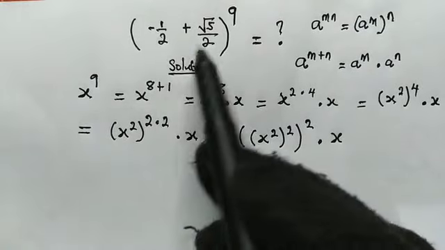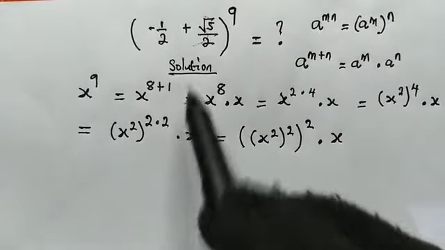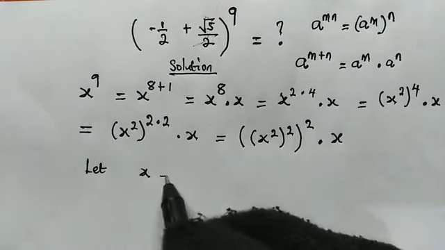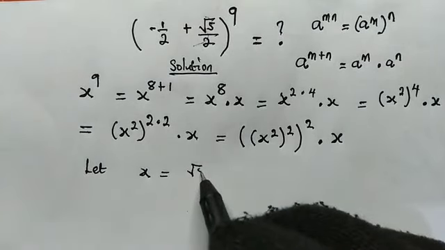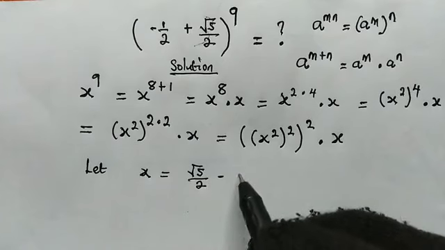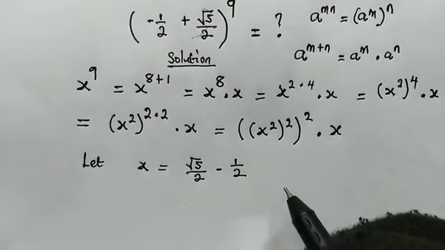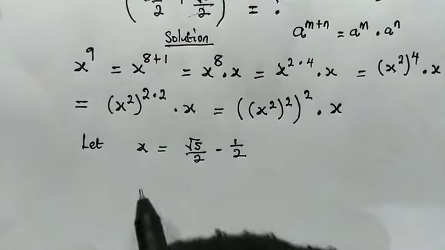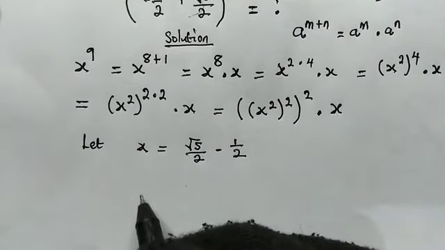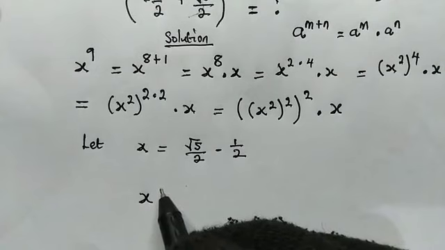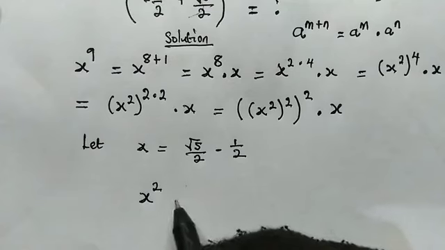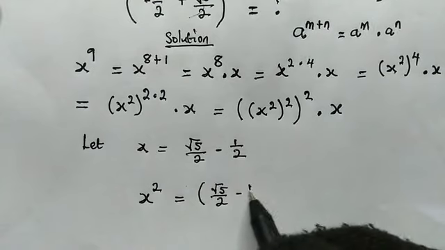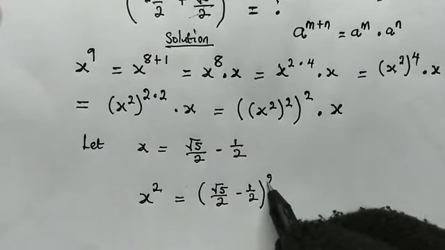Now let's call this number right over here x. So we're going to let x equal that number. Let us write it as root of 5 divided by 2 minus 1 over 2. Okay, so let's go ahead and find the value for x squared, right? If we square both sides, then we get the value for x squared. So we have x to the power of 2 equal to root of 5 divided by 2 minus 1 over 2, then squared.